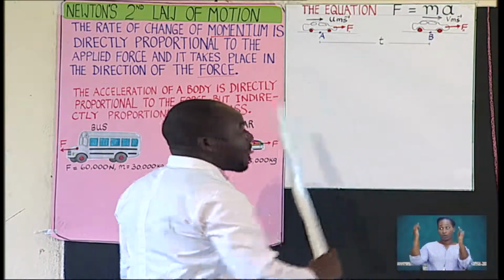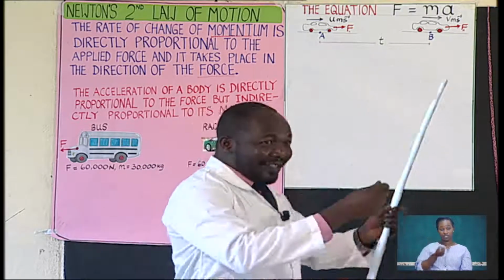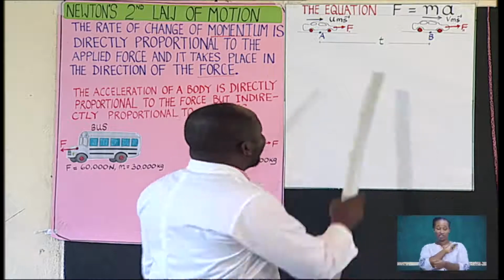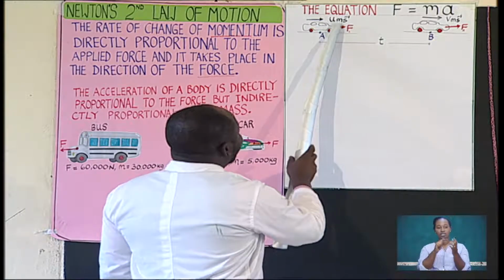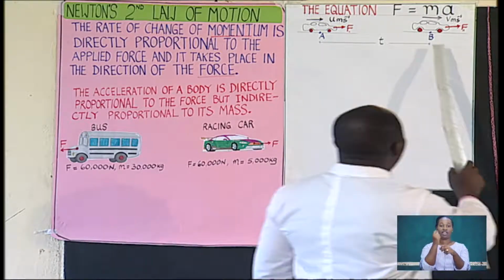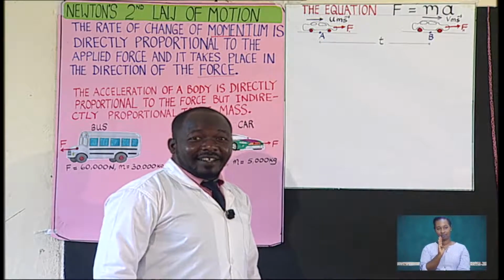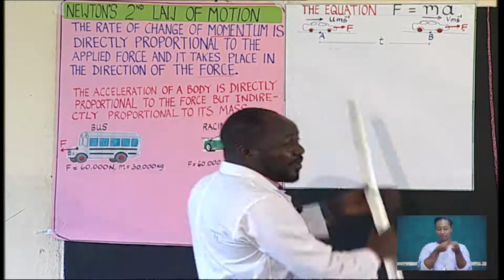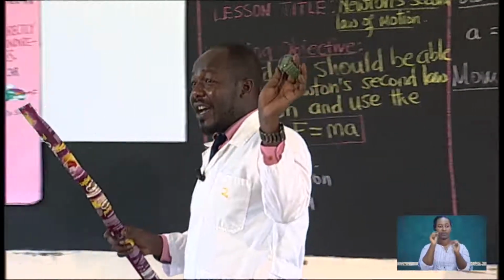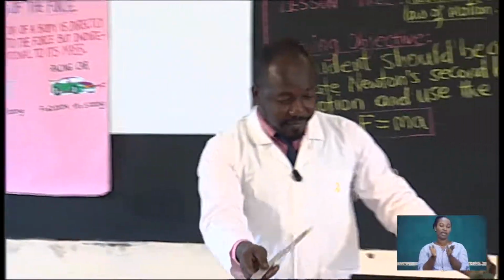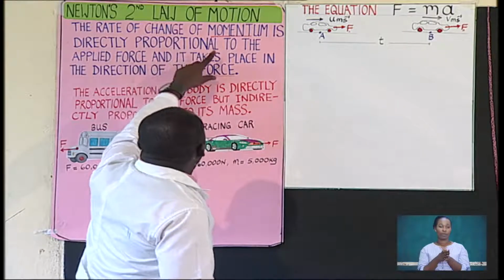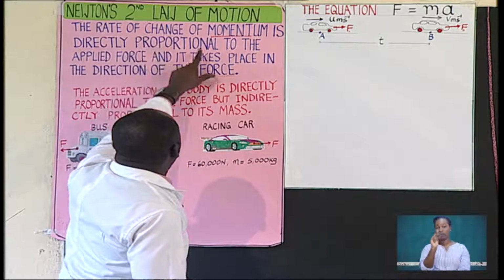On this chart, I have got a small car. Everybody knows a car, right? For a car to move, a force must be applied. So the force is applied to a car at point A so that the car begins to move as it goes towards point B. Does it take time for a car to move from A to B? Yes, it does. You can measure the time. And so, the rate of change of momentum is directly proportional to the applied force.